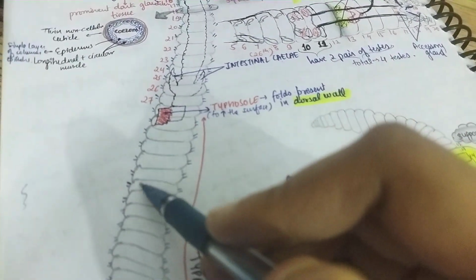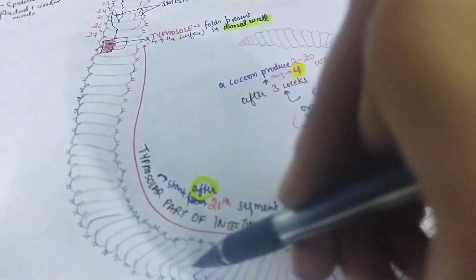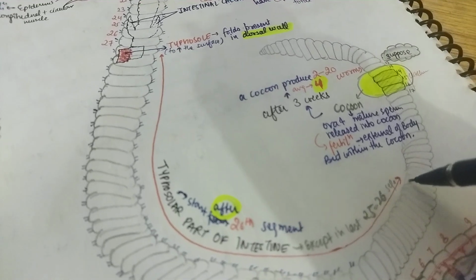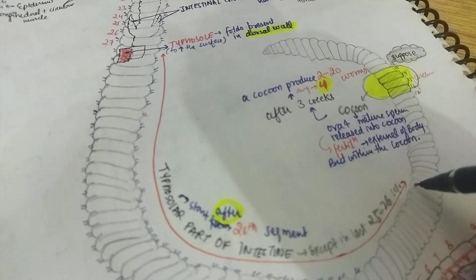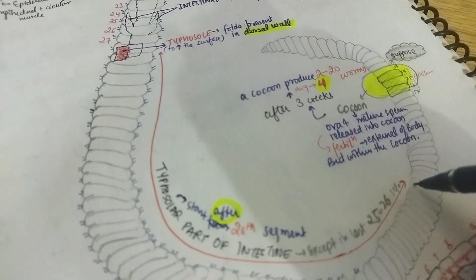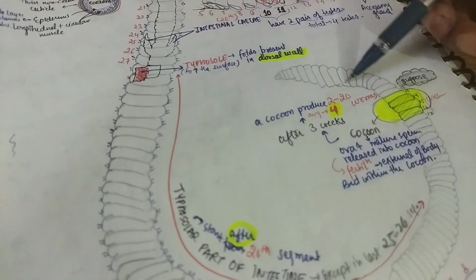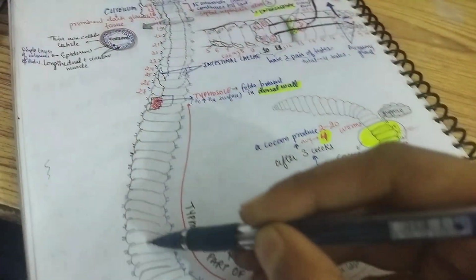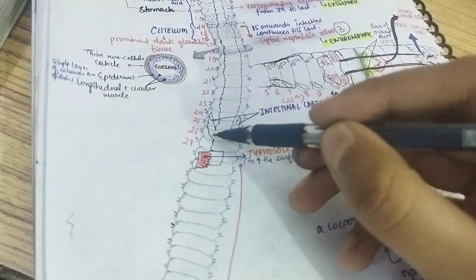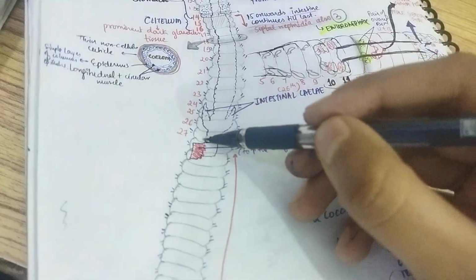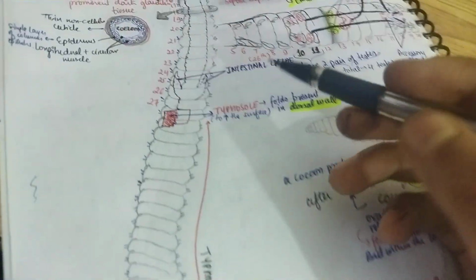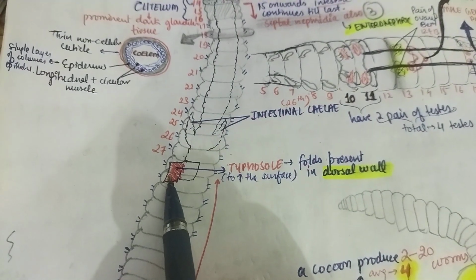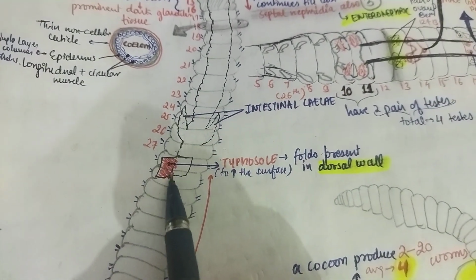the typhlosole continues. It continues until we are left with the last 25 to 26 segments. Means except those last 25 to 26 segments, all segments from the 26th or 27th segment have the typhlosole. What is the typhlosole? It is a kind of villi, like the villi present in our small intestine. It is the same kind of thing.